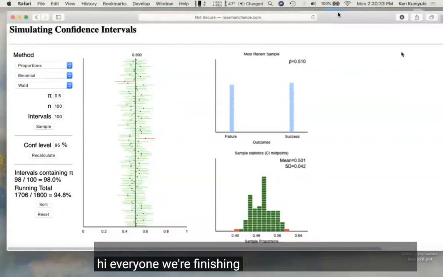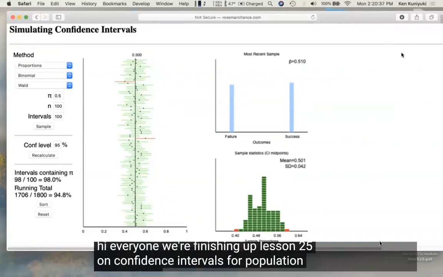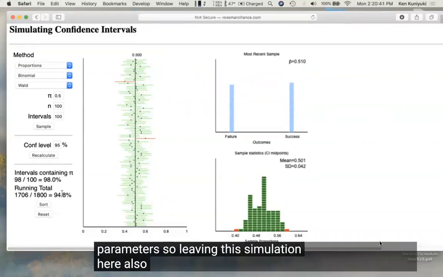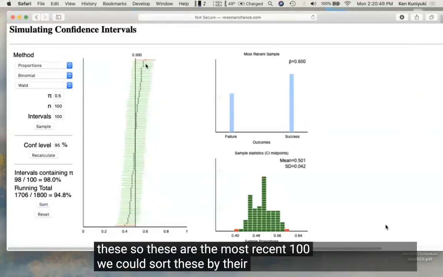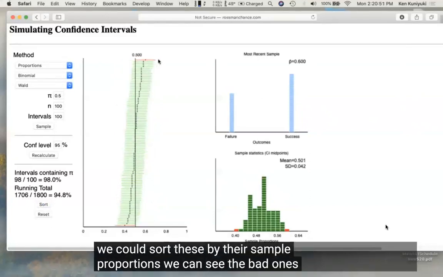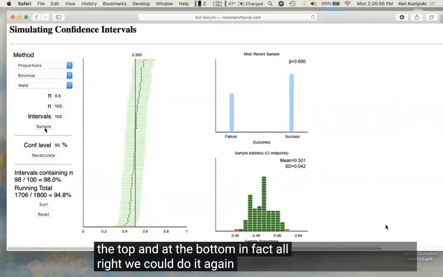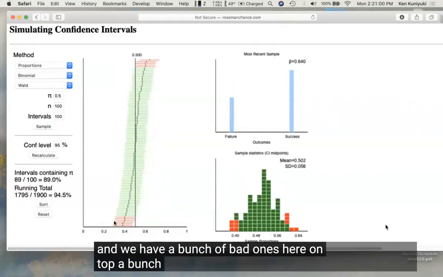Hi, everyone. We're finishing up lesson 25 on confidence intervals for population parameters. So, leaving the simulation here, also bear in mind that we can sort these. These are the most recent 100. We could sort these by their sample proportions. We can see the bad ones at the top and at the bottom, in fact. But we could do it again.